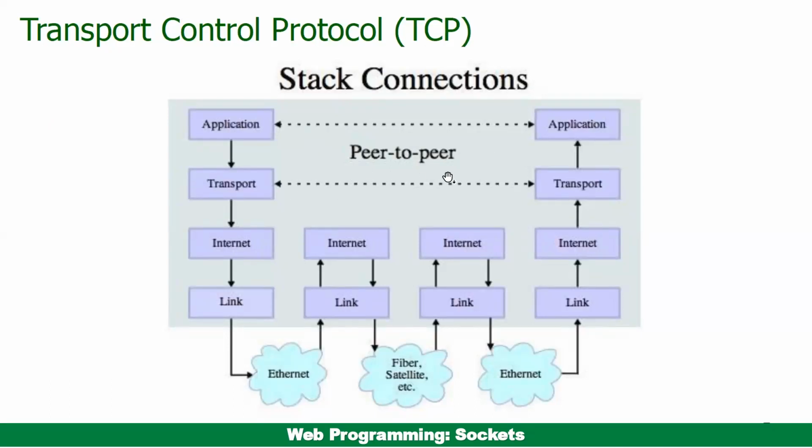Then the establishment of the network is called a peer-to-peer network. Here you can see application to application, both way communication, transport to transport, both way communication. Here we have different links. These are all connected through Ethernet, and they may use fiber and satellite connections also. This is the simple stack of connections that can be used in Transport Control Protocol.